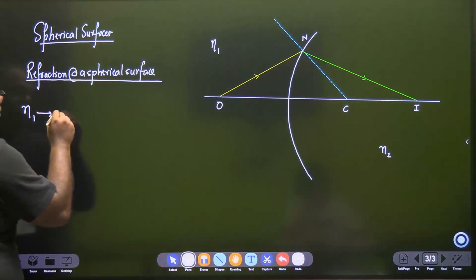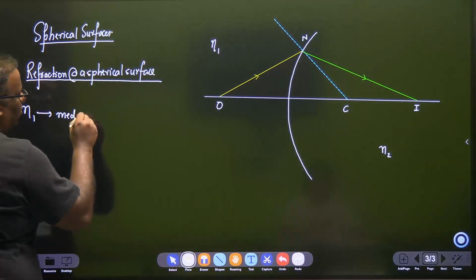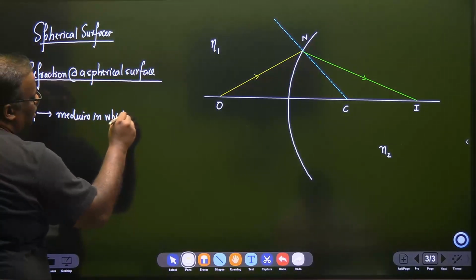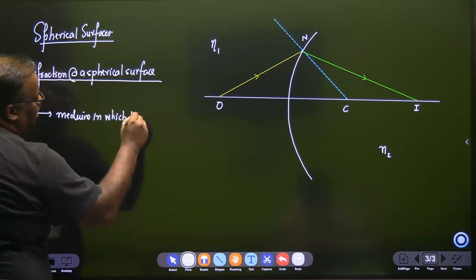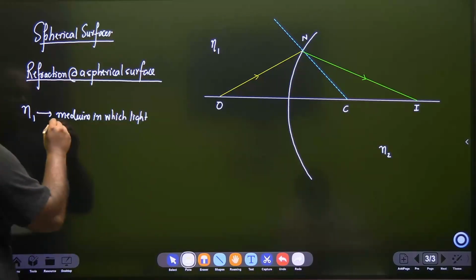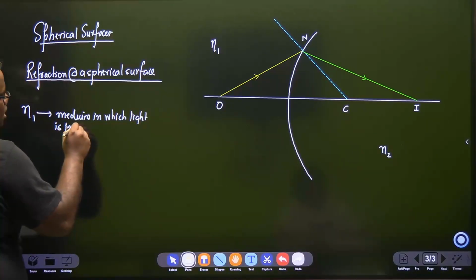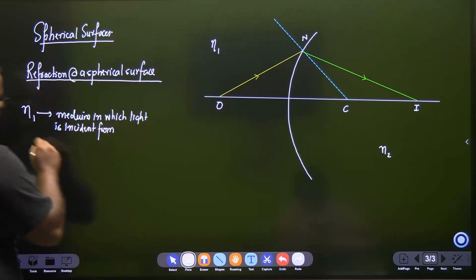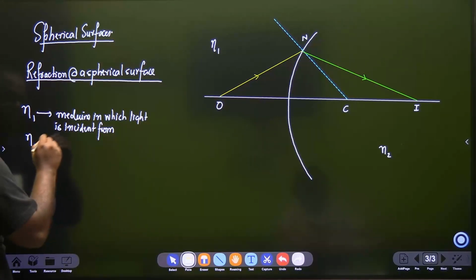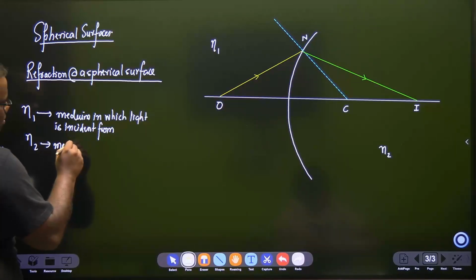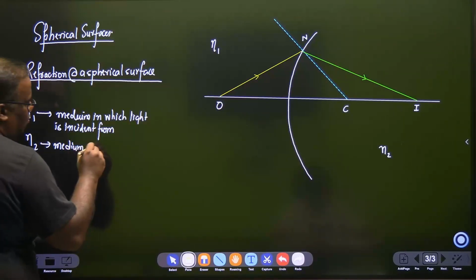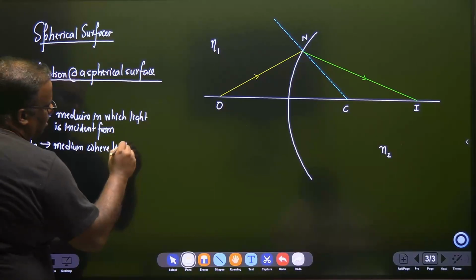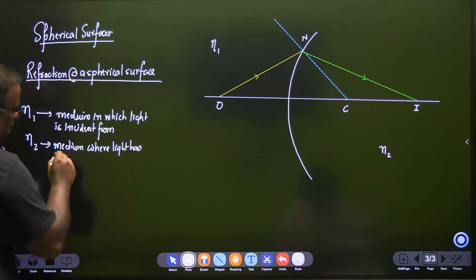N1 is the medium from which light is incident, and N2 is the refractive index of the medium where light has entered.